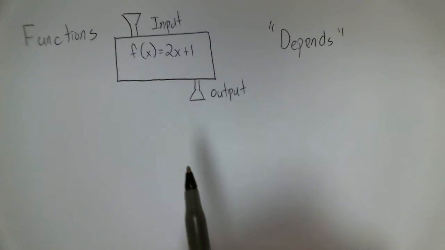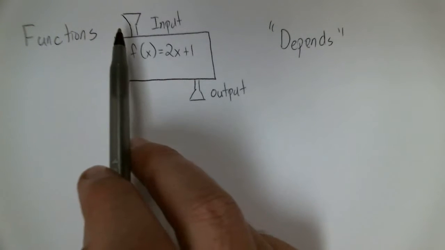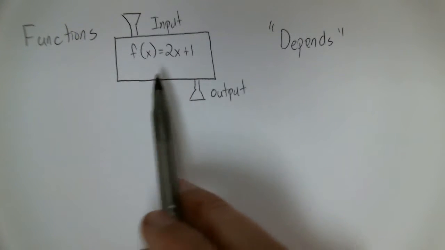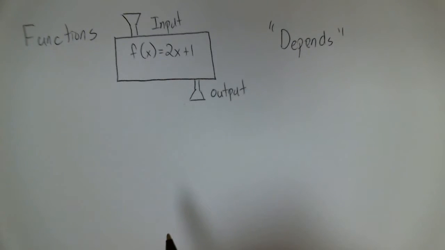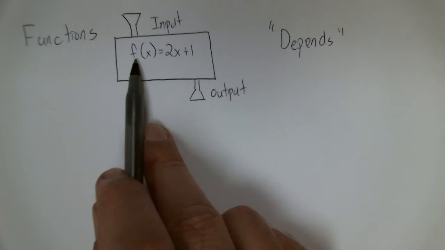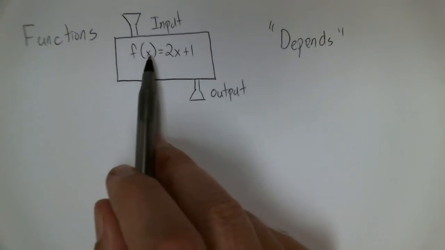So that's why we use this function machine. I'm going to stick in an input, some value of x. It's going to run, crunch the numbers, crank out the numbers, and it's going to spit out one output. So if we have an equation here, f of x equals 2x plus 1, what is this whole f of x stuff? What does this mean?